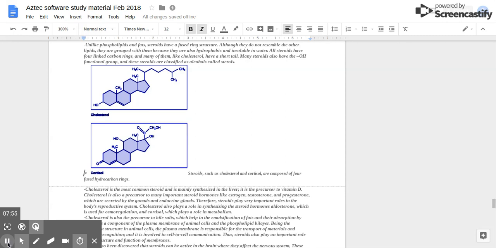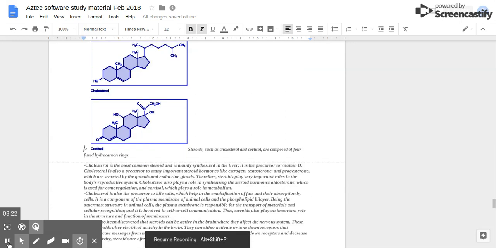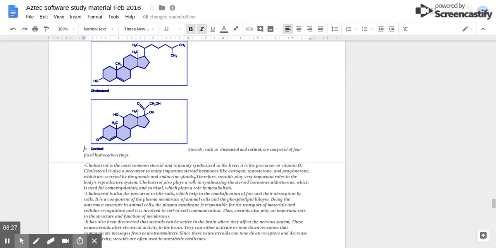Cholesterol is the most common steroid, is mainly synthesized in the liver, a precursor to vitamin D, and many other important steroid hormones like estrogen, testosterone, progesterone, which are secreted by the gonads and endocrine glands. They control development, reproduction, and cell-to-cell communication, etc. So again, steroids play important roles in the body's systems of reproduction and development.